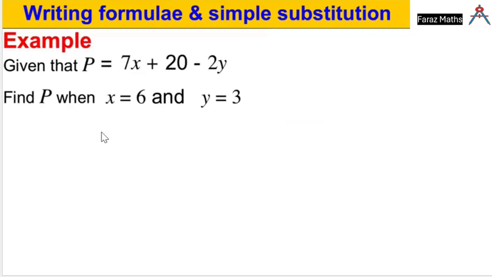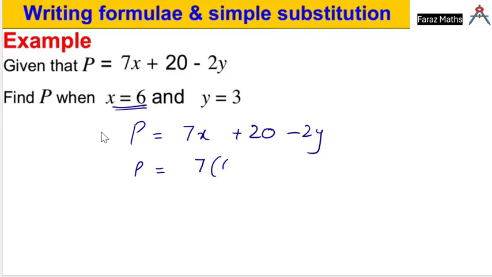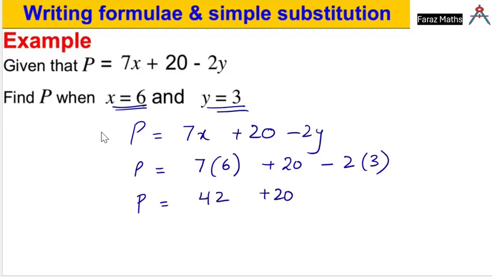The next question, given that P is equal to 7X plus 20 minus 2Y, find P when X is 6 and Y is 3. So P is equal to 7X plus 20 minus 2Y. Now P is equal to 7X means you have to use the bracket here. For the value of X, we know it is 6. So 7 times 6 plus 20 minus 2Y. So Y value is 3. Then we have to multiply, 7 times 6 is 42 plus 20. 2 3s are 6, so that is minus 6.